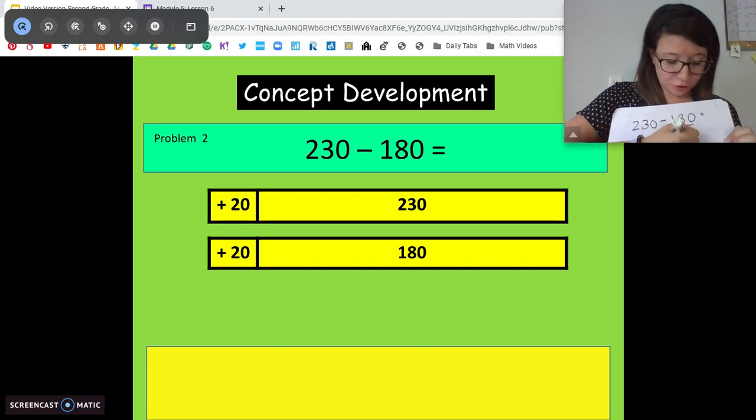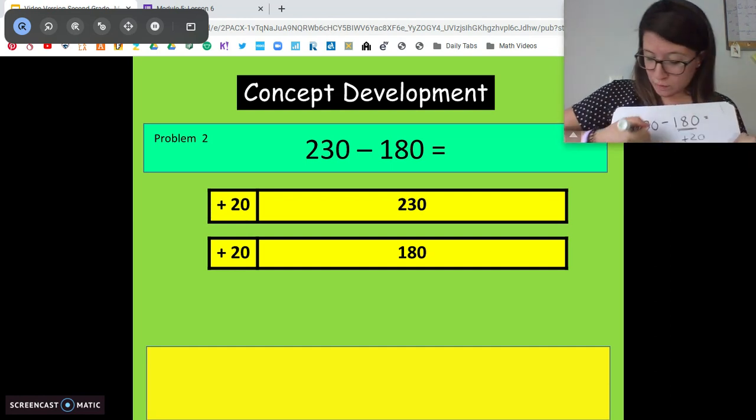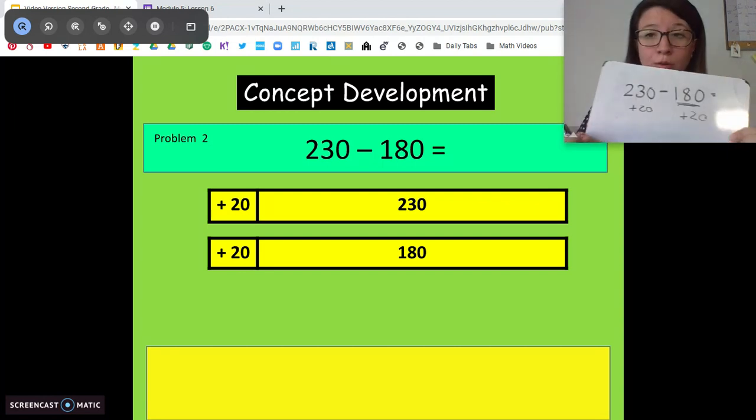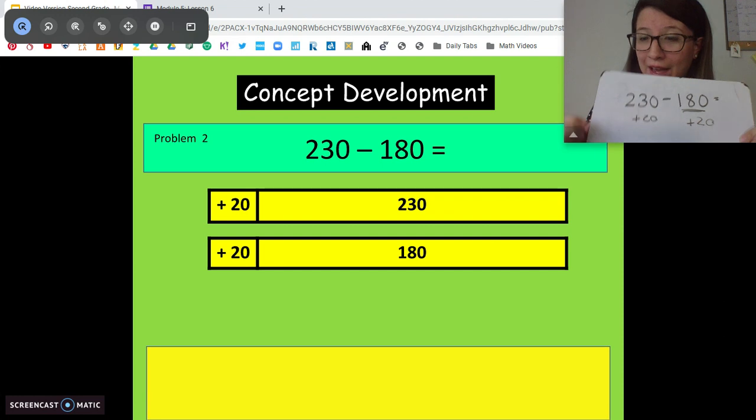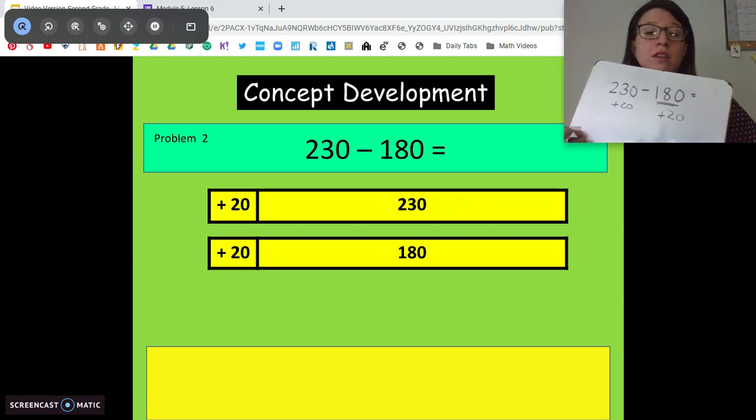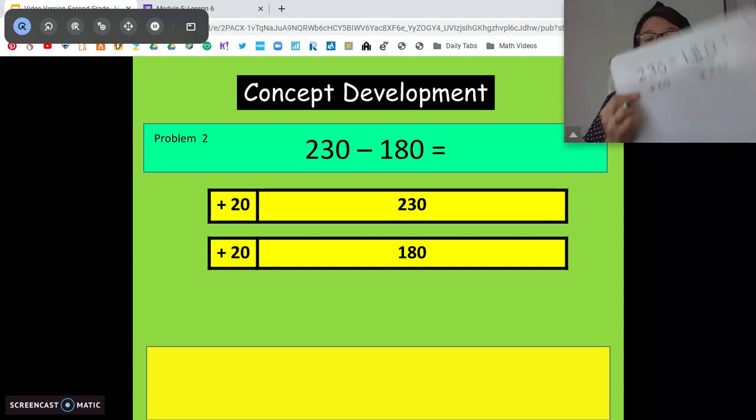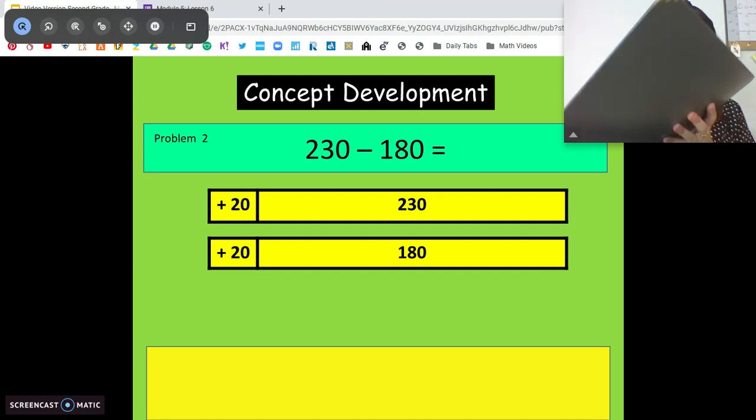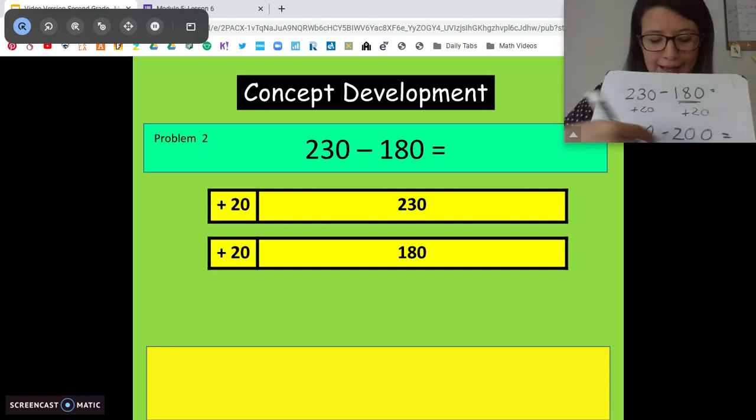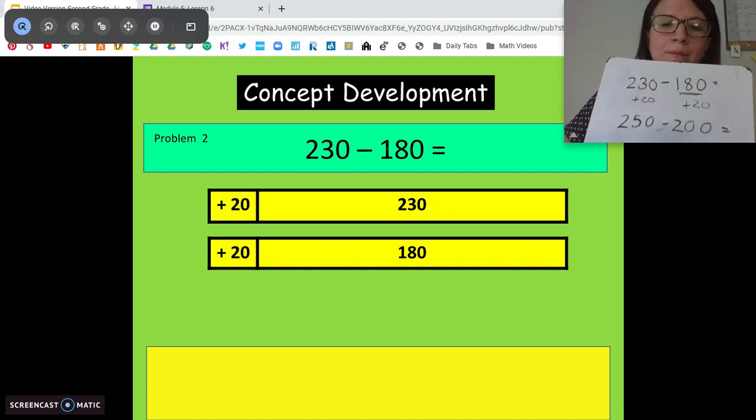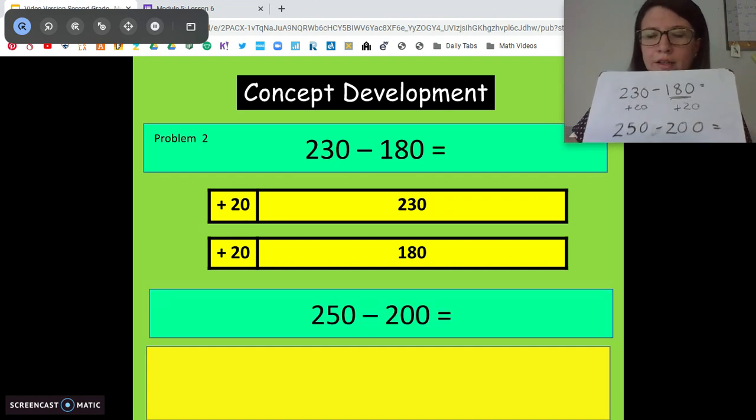So what you're going to do is the same thing that you were just doing with the smaller numbers, but with bigger numbers now. But you guys know these facts because you know your smaller numbers. So we're going to add 20 to both. So 230 plus 20 equals 250 minus 200. Adding 20 to both. Now that is a heck of a lot easier to figure out, right? What's that answer?